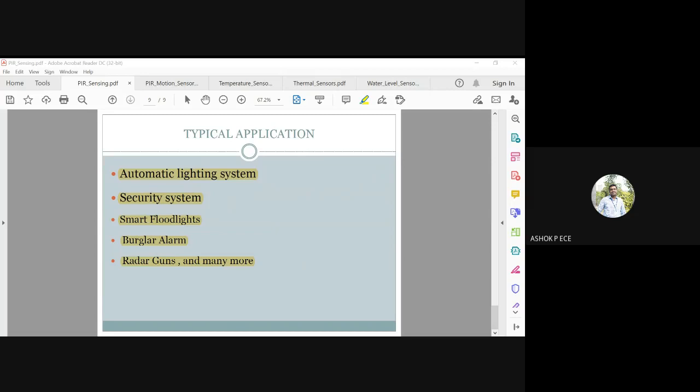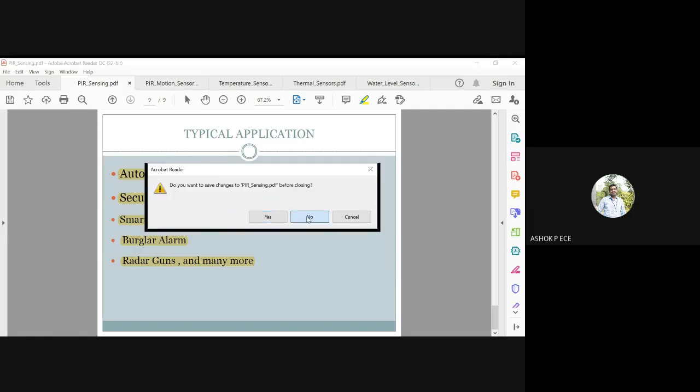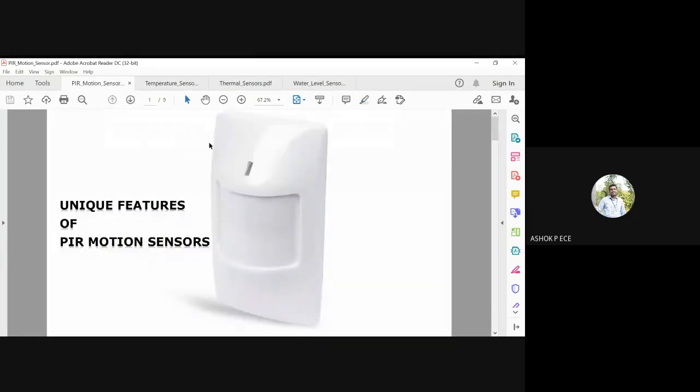So this is one presentation of the PIR sensor I have. I have one more presentation. I'll show that. Yes, this is the device which you see. It is a compact product which is available in the market. This is how a PIR sensor looks.